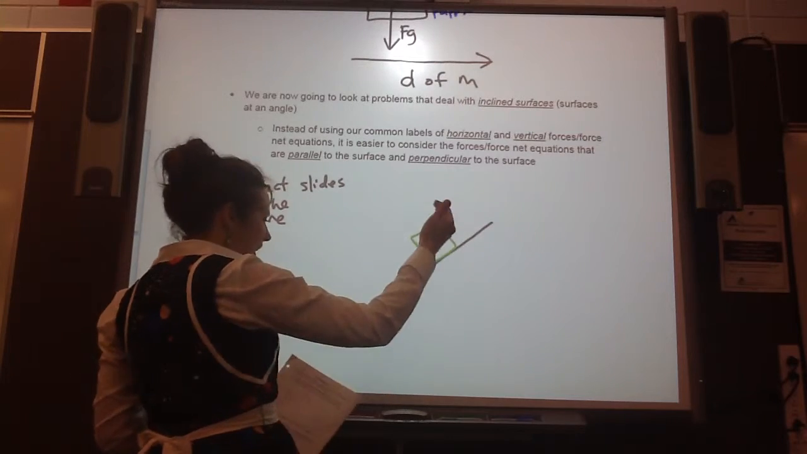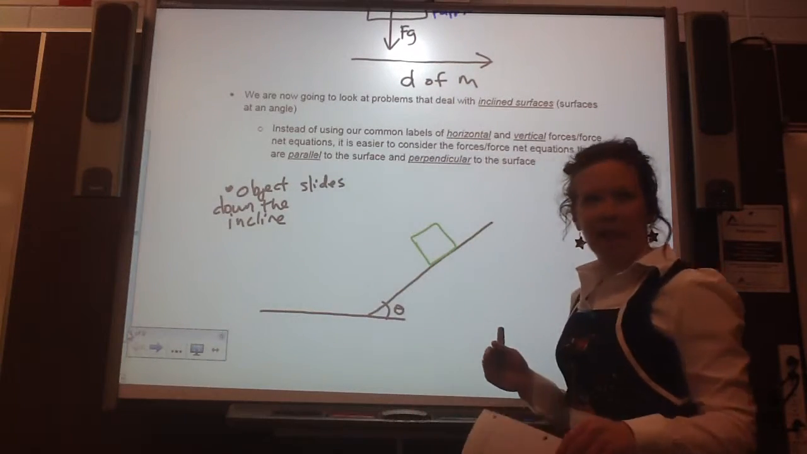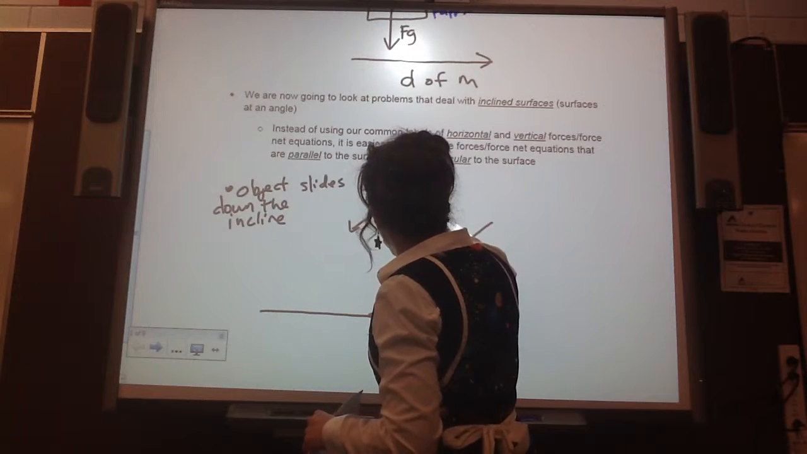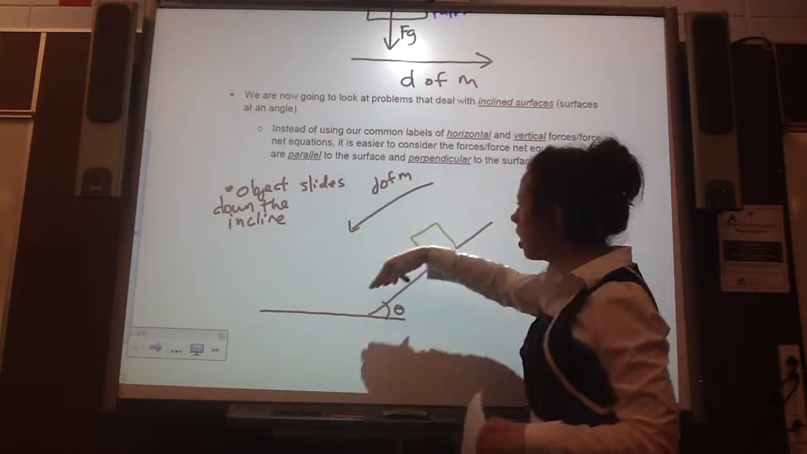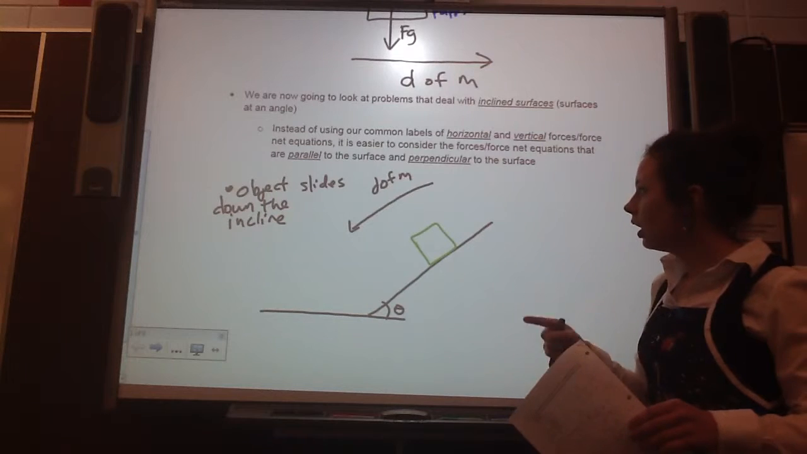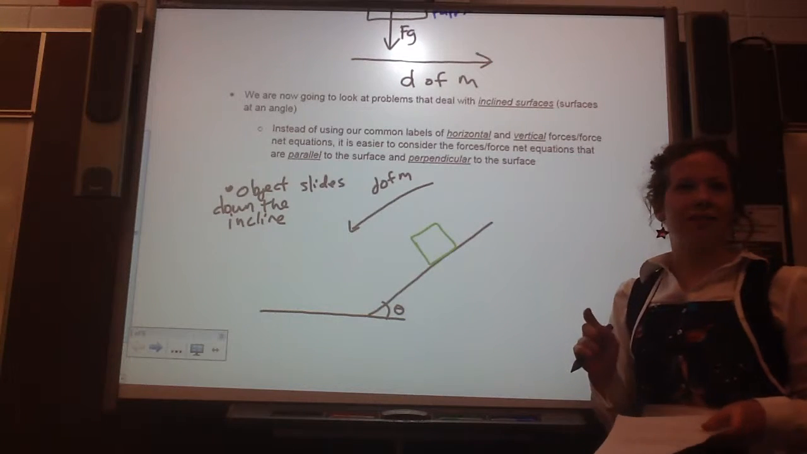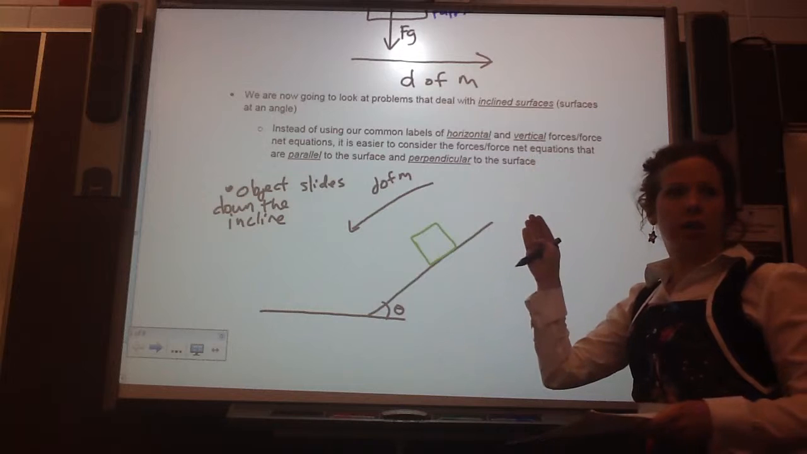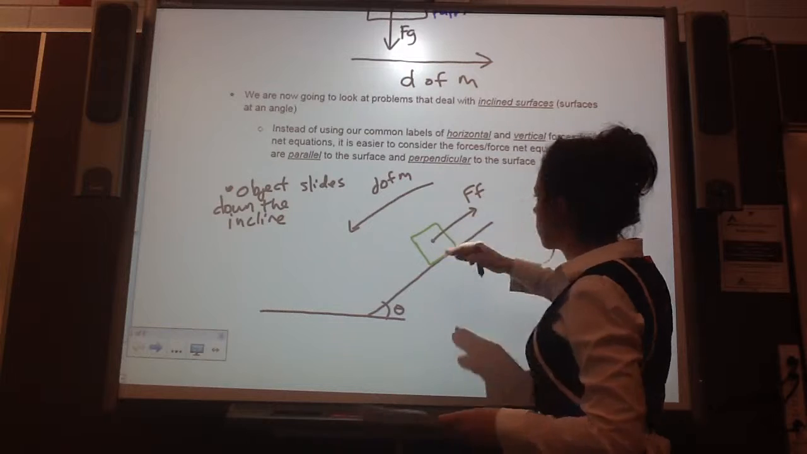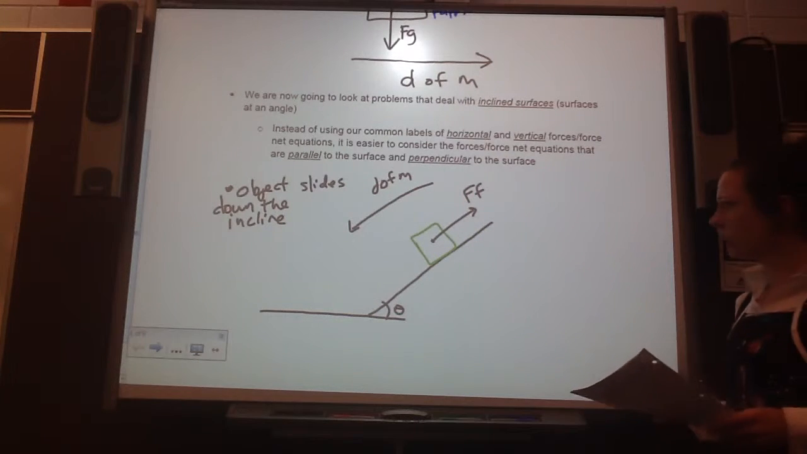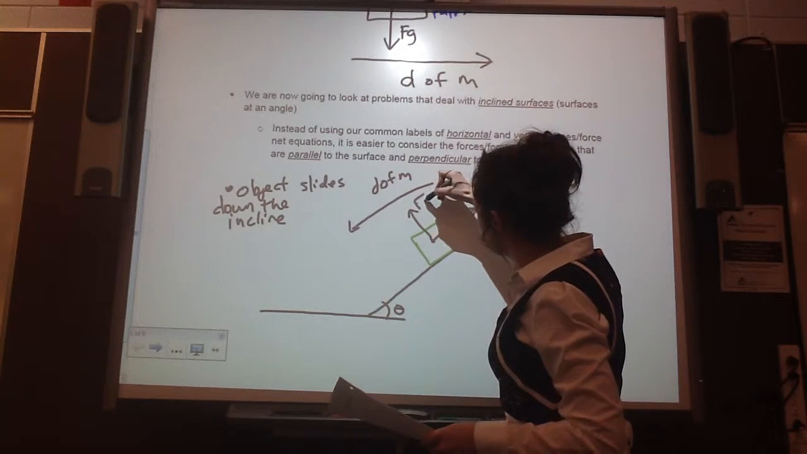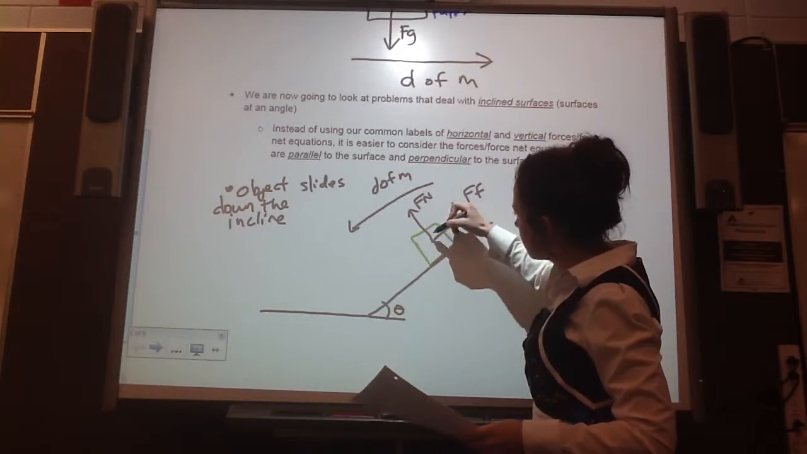So if the object is sliding down, it doesn't have any Ft. Okay? But what I'm going to do first is draw my direction of motion. Overall, if it's sliding down, it's obviously going to be moving down the incline. Again, my definition of Ff is it's opposing the direction of motion. So my Ff is going back. Fn is perpendicular to the surface. So here's the surface, it is perpendicular.